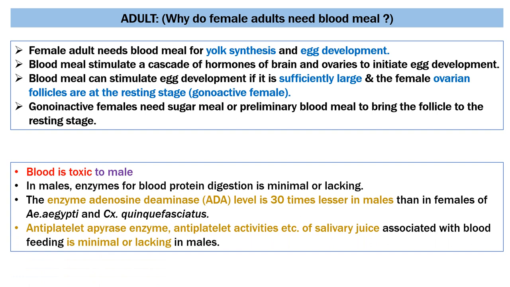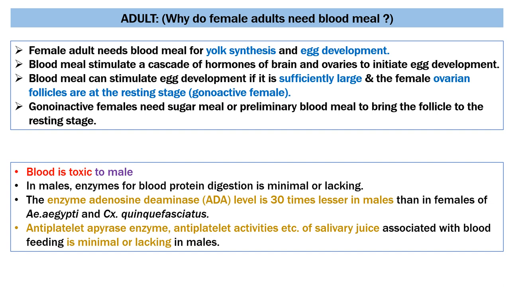Blood is rather toxic to male. In males, enzymes for blood protein digestion is minimal or lacking. Scientists reported that the enzyme adenosine deaminase level is 30 times lesser in males than in females of Aedes aegypti and Culex quinquefasciatus.